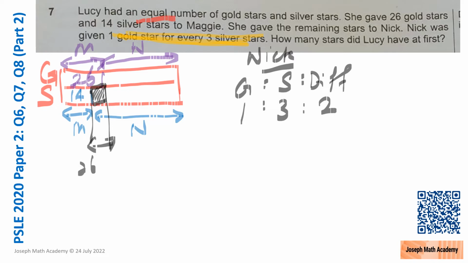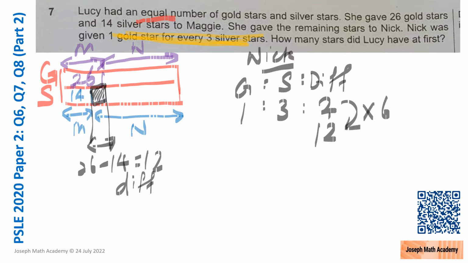This is actually 26 minus 14, that gives us 12. Okay, now that 12 comes from where? The 12 is the difference. This is the diff. So I shall put 12 here. Now how to get from 2 to 12? We do equivalent ratio. So I times 6 over there.